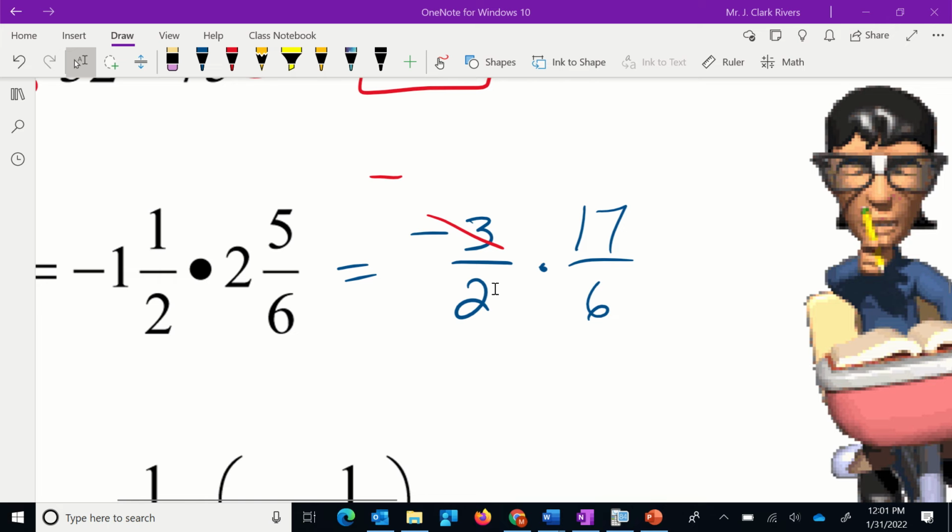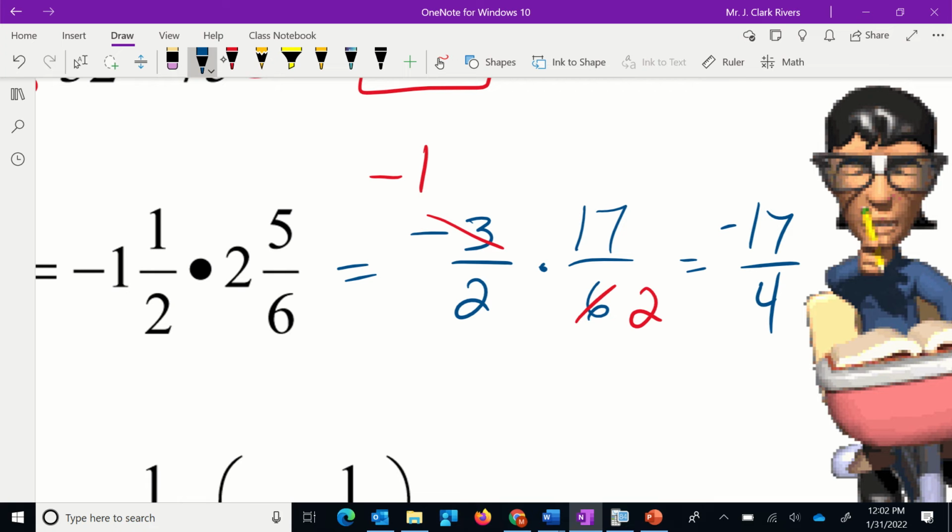Looking for common factors in the numerator and the denominator. So negative 3 and 6, they have a common factor of 3. Now be very careful. If we're going to divide by 3, this has to remain negative. Do not make this positive all of a sudden. So negative 3 divided by 3 is negative 1. 6 divided by 3 is 2. And we're done with that. So now we multiply. Negative 1 times 17 is negative 17. 2 times 2, 4. Negative 17 fourths.